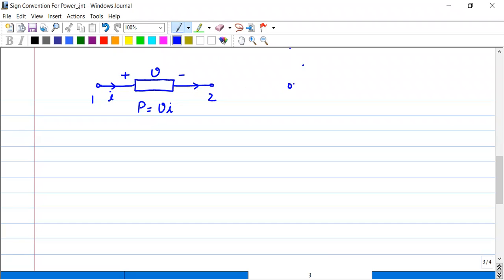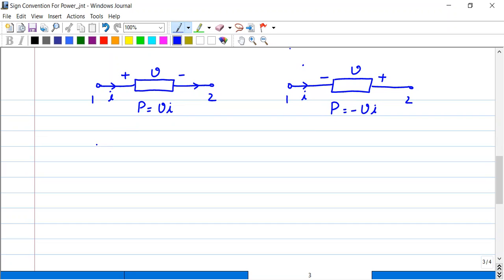And similarly, if I take the same element between the same terminals 1 and 2, and the polarities are minus and plus, opposite to the previous one, and let us say the direction of current is still the same. Then if current enters the negative terminal of the polarity of voltage, we say that power is negative. That means power is being supplied by the element. This element is supplying the power.